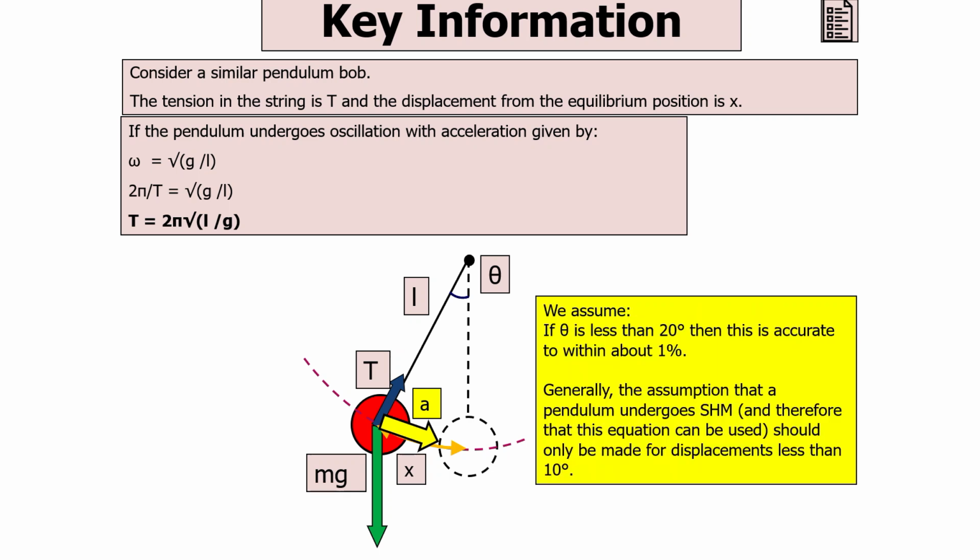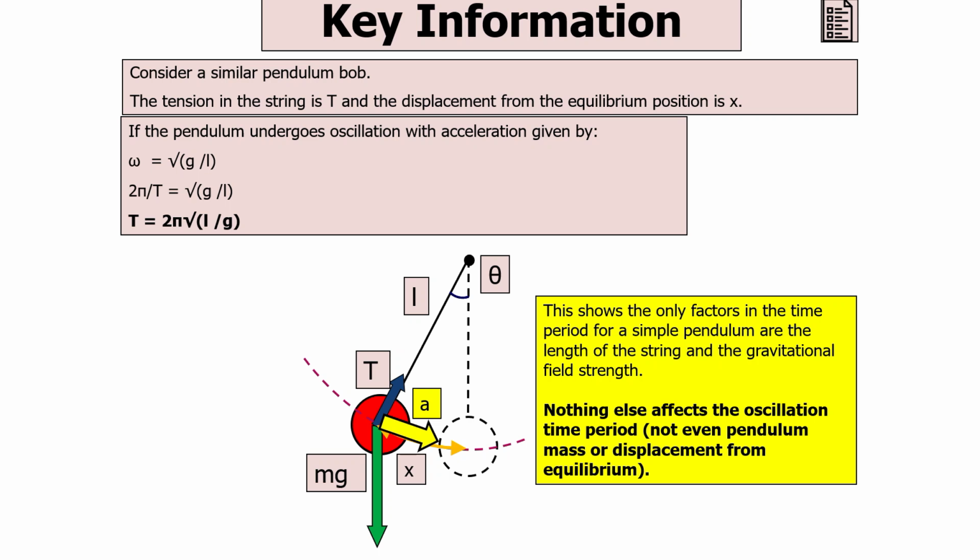Now remember, we assume that if theta is less than 20 degrees, then it's accurate to within 1%. Generally, the assumption that a pendulum undergoing simple harmonic motion, which wants to use this equation, should only be made for displacements less than 10 degrees. Now, this also shows the only factors in the time period for a simple pendulum are the length of the string and the gravitational field strength. Nothing else affects the oscillation time period, not even pendulum mass or displacement from equilibrium.